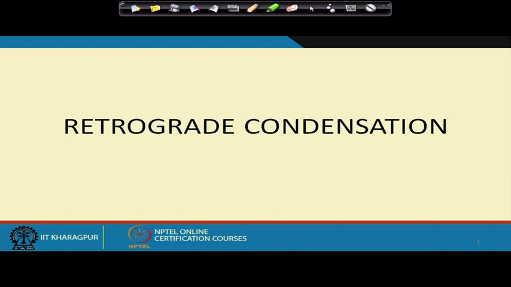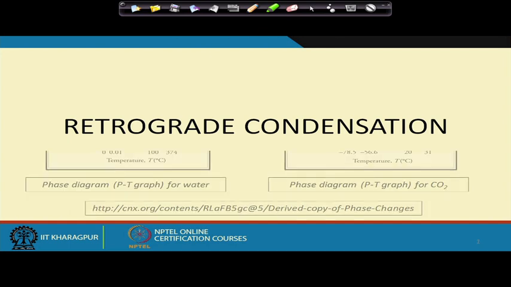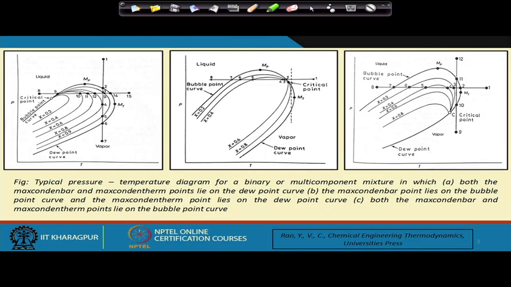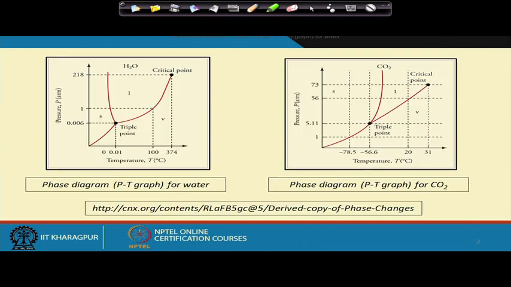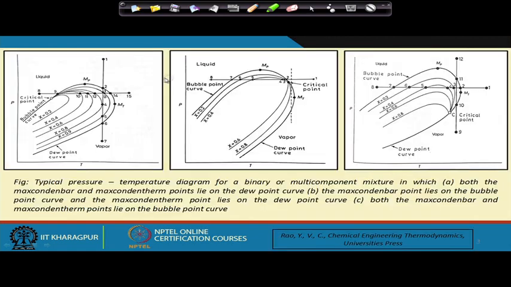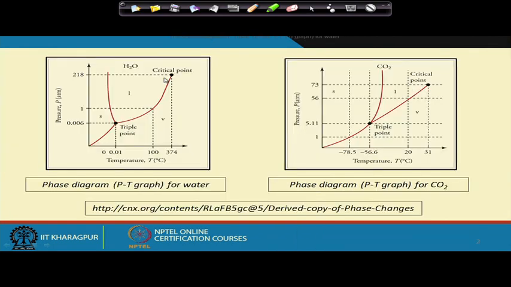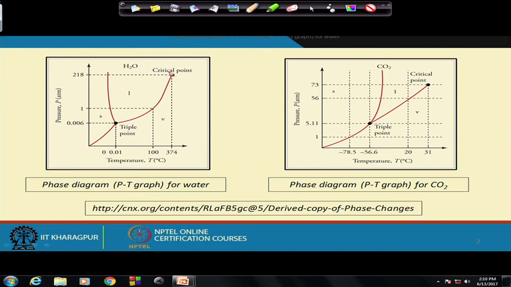xy diagrams. Let us see what are the characteristics of pressure temperature diagrams under constant quality conditions. For pure substances, we find that the pressure versus temperature curve, particularly the liquid vapor coexistence curve, increases, the pressure increases monotonically with temperature, and the curve finally ends at the critical point, as we have discussed quite a number of times.